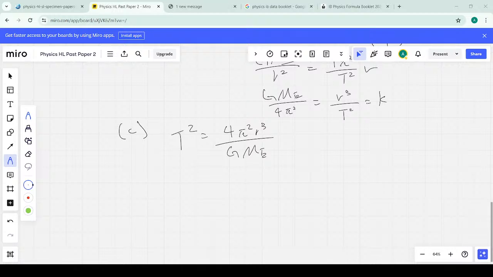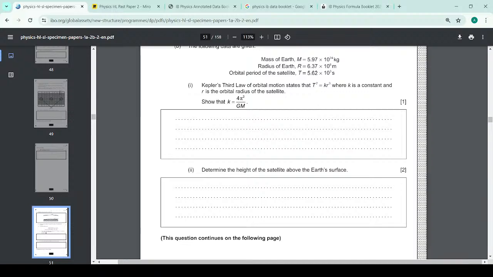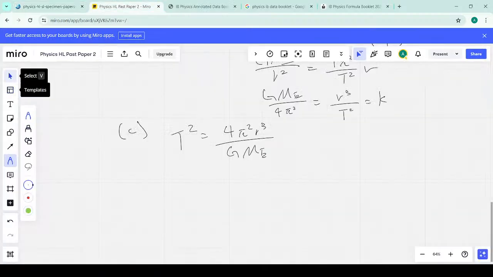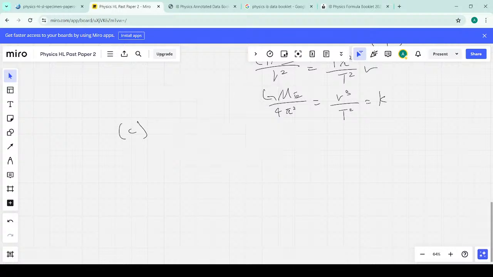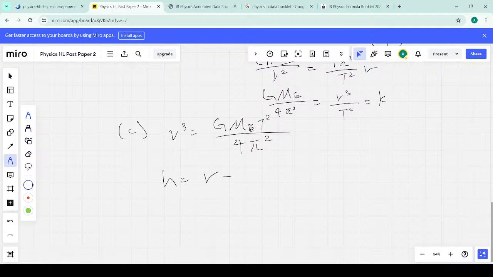Right, so 4 pi squared r cubed over GM_E. They told, or no, we're finding radius, right? The height. Oh shoot, sorry. So we want to represent it the other way. Right, so therefore r cubed would be GM_E T squared over 4 pi squared. Therefore we can find r pretty easily from here. And then obviously the height would just be r minus the radius of the Earth.